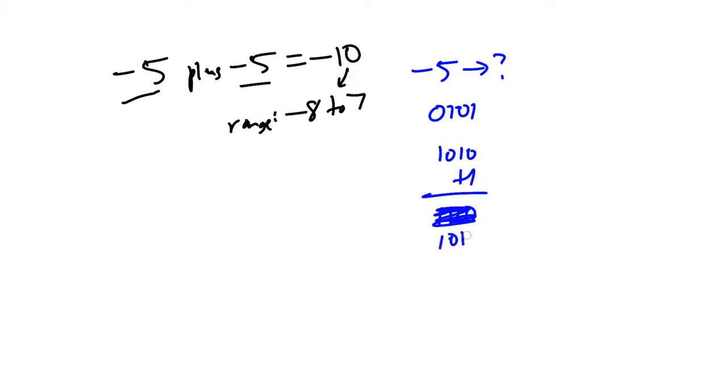We get 1, 0, 1, 1. Therefore, that number right there must be negative 5. So we're going to get 1, 0, 1, 1. Okay, and we're going to add that to negative 5. What's negative 5? We just figured it out.